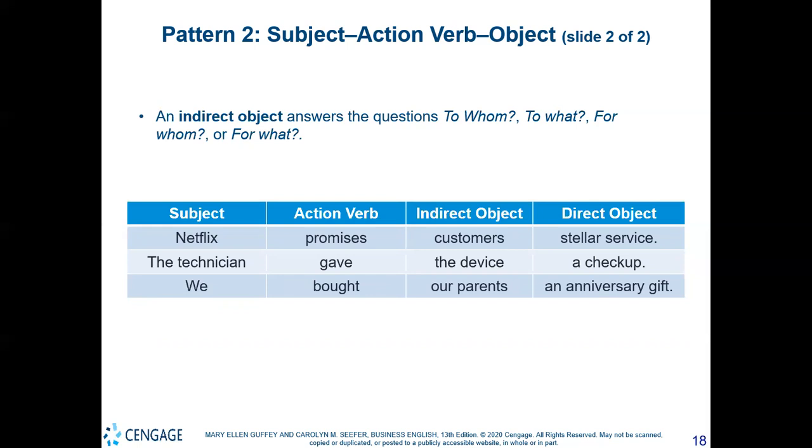Our next one says, subject is the technician, action verb gave, indirect object, the device, and direct object, a checkup. Together, the sentence says, the technician gave the device a checkup. The next subject is we, action verb bought, indirect object our parents, direct object an anniversary gift. Together this reads, we bought our parents an anniversary gift.